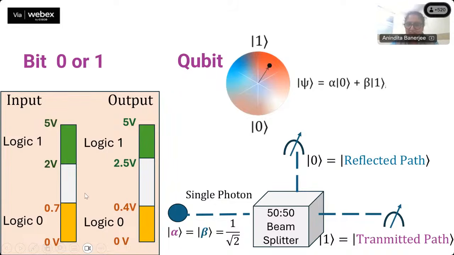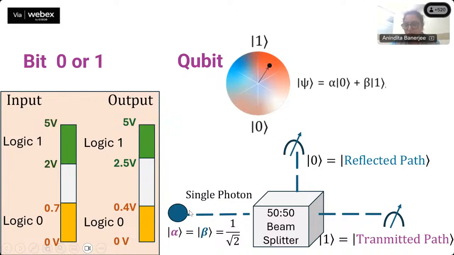Just like voltage levels, we have defined logic 0 to be the reflected path and logic 1 to be the transmitted path. Okay, so if there is an arbitrary photon here, but here we will not take arbitrary. Let me say we are taking a superposed diagonal state, ket 0 plus ket 1 by square root of 2.